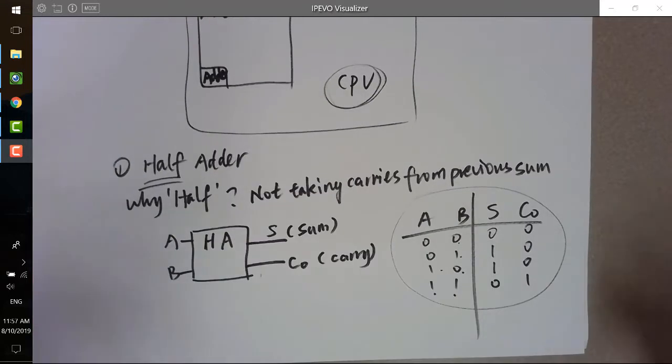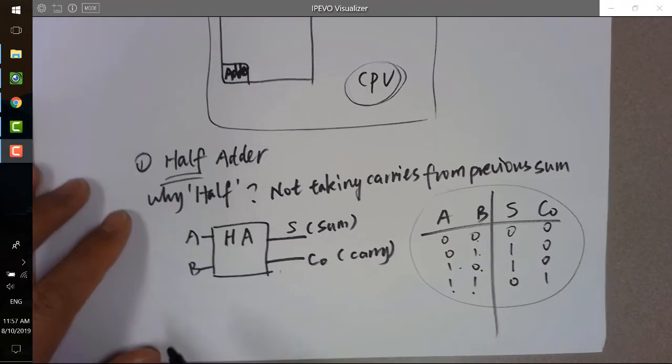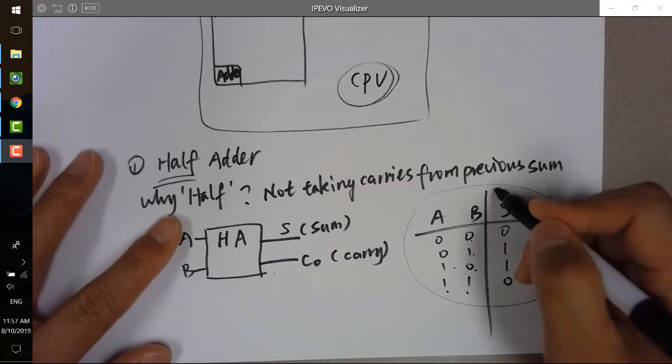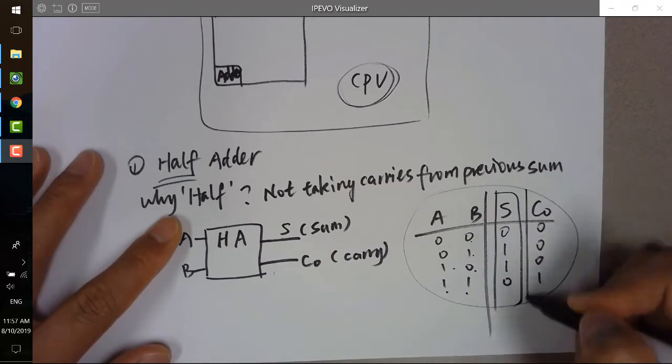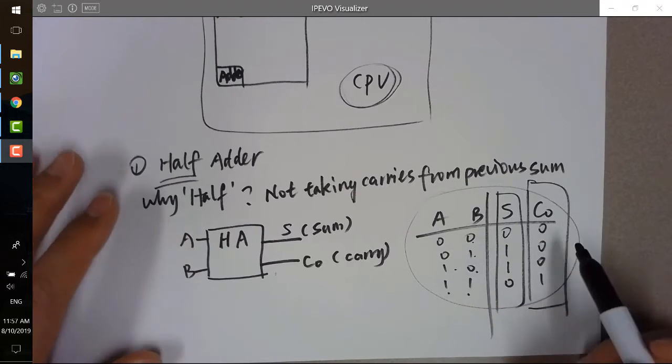So now we just need to design a circuit out of the truth table to implement the half adder. So now let's take a look at it. It's super simple. Since we have two outputs, we are looking at the two columns one by one.